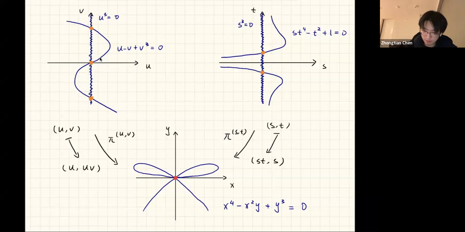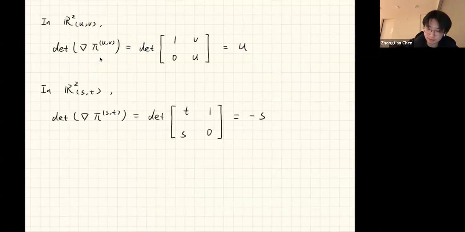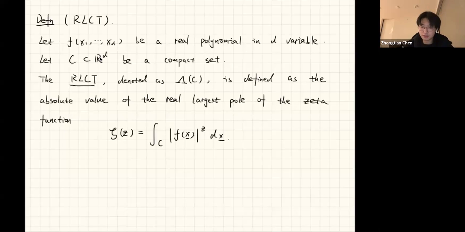So in this example, we take just one blow up. We are in a situation where f on each of these charts is normal crossing, and on each chart, the Jacobian of pi. In this case our g will just be pi. The Jacobian of pi is a monomial, because you can compute it. That's the theorem we'll use to compute the RLCT.